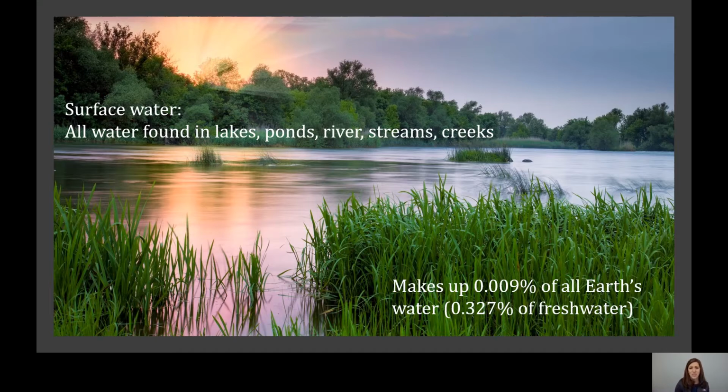And you know what this makes me think? There's a lot of water on Earth. Because think about how much water there is in the Mississippi River, times all the other rivers, the Nile River, all these rivers. That is just a small fraction of all of the Earth's water.